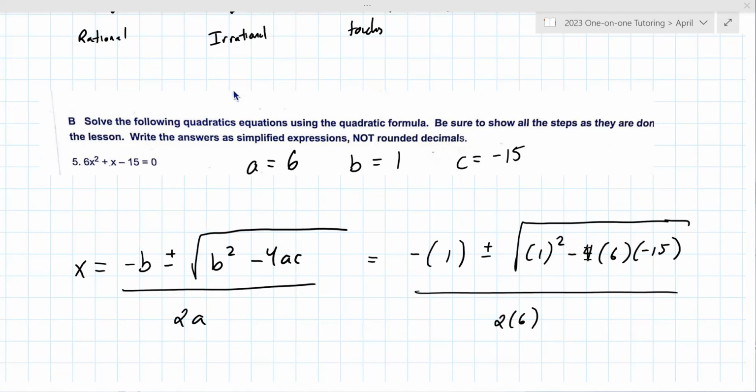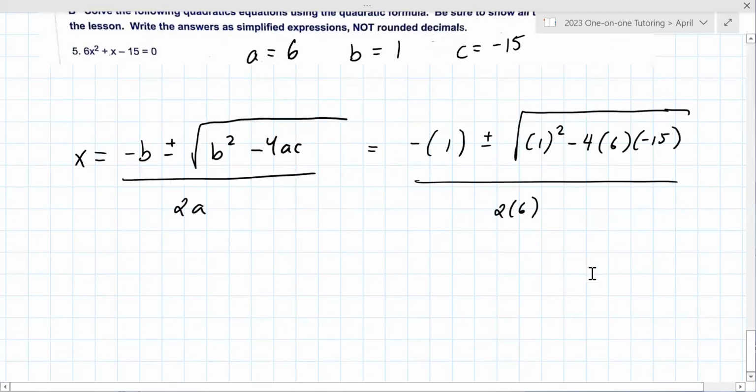You really want to multiply these three numbers first, 4 times 6 times 15, and then deal with the sign. So in this case, it's negative, which makes this plus. So it would be like 1 plus 360 basically. Yes, and you've done that perfectly. It's -1 plus or minus the square root of 361 over 12.